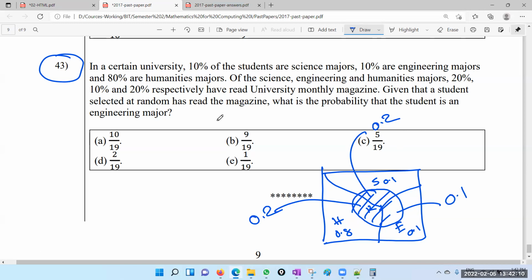Given that a student selected at random has read the magazine. So that is the probability the student has read it. What is the probability that the student is an engineering major?